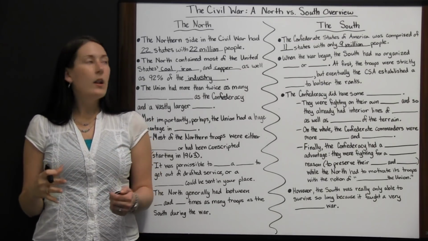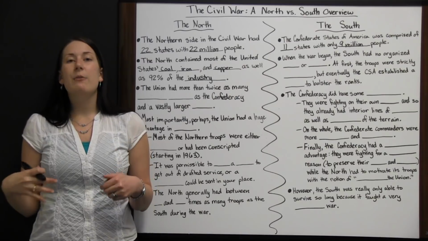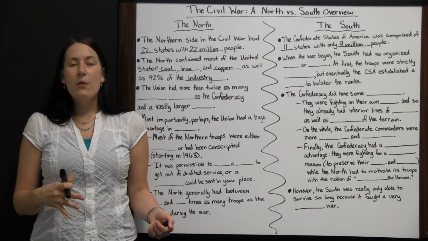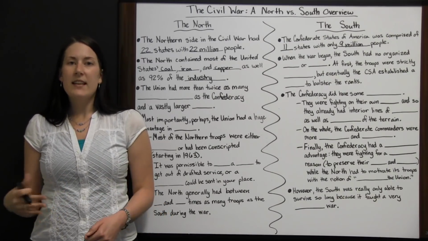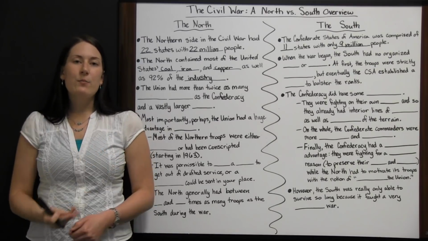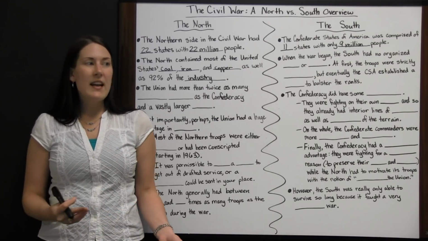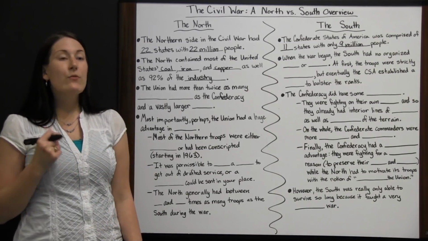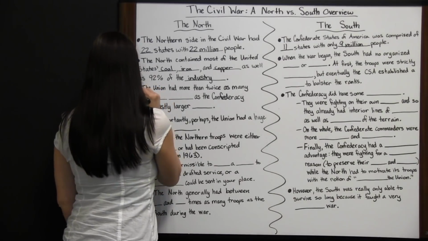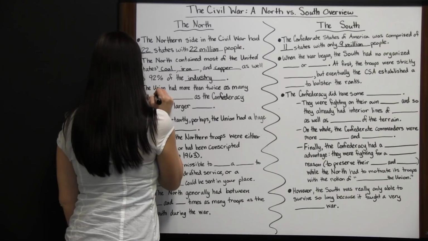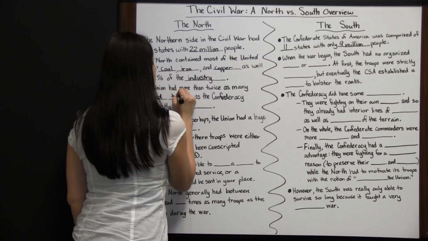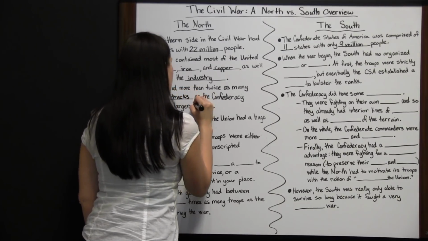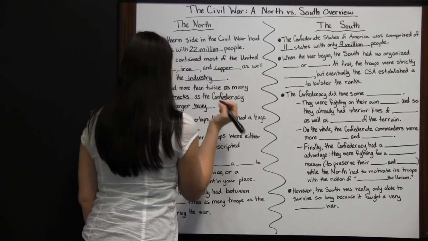They had the coal, iron, and copper deposits. They were able to use that to create more weapons and more ammunition as they needed them because they had 92% of the industry in that area already. The Union had more than twice as many railroad tracks as the Confederacy, and a vastly larger navy.